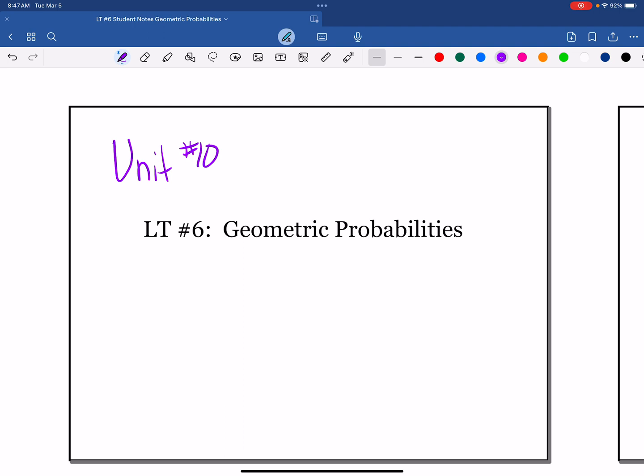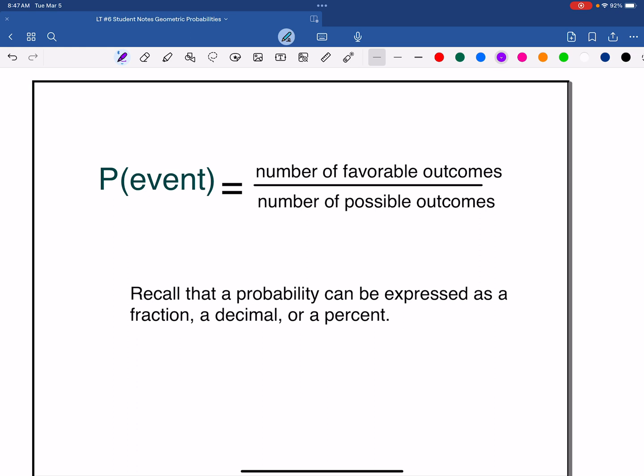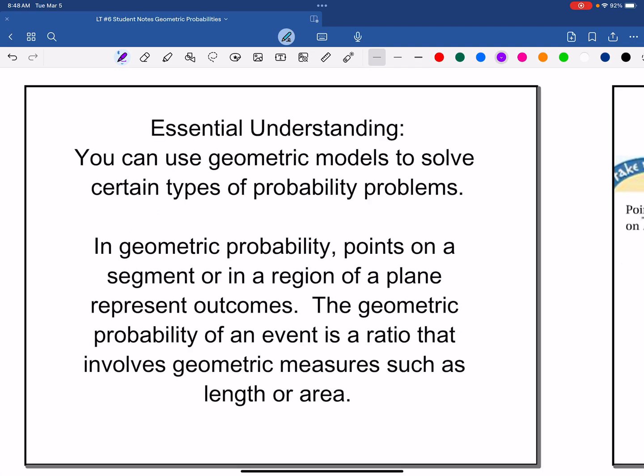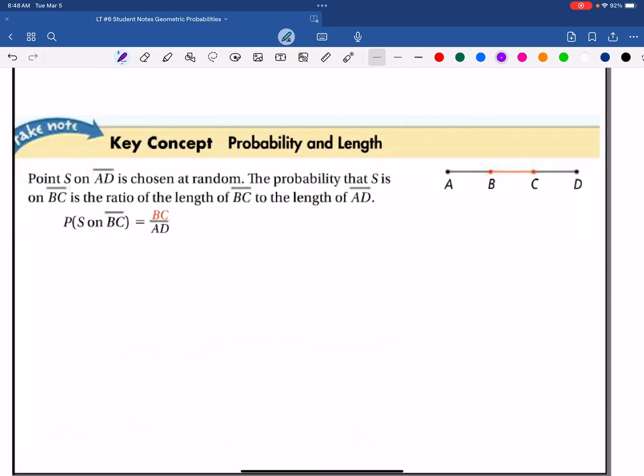This movie is for Unit 10, Learning Target 6 on geometric probabilities. So we know that a probability of an event is the number of ways that event could occur, or favorable outcomes, divided by the number of possible or total outcomes. Recall that a probability can be expressed as a fraction, decimal, or percent. So the event to the total. We can use geometric models to represent probabilities, and that's what we're going to be leading up to.